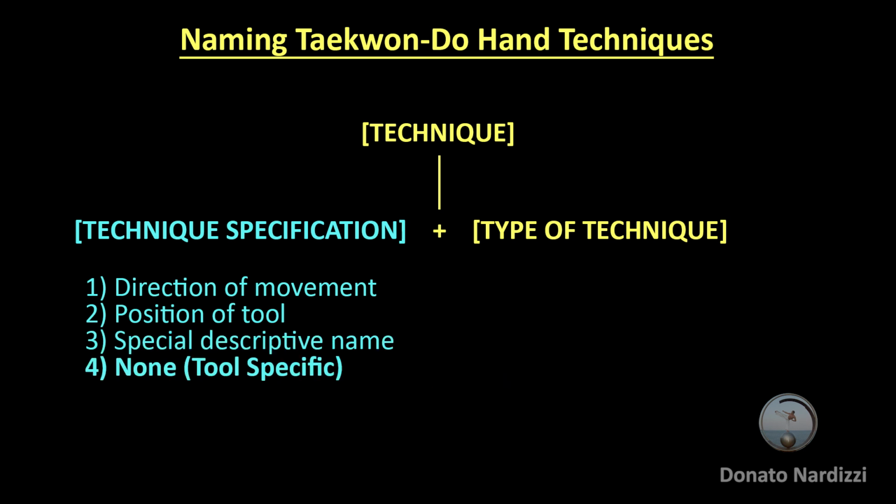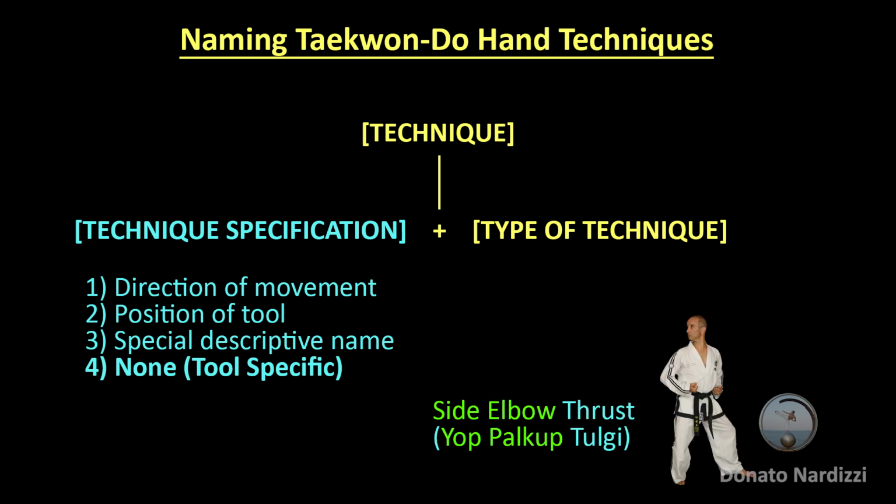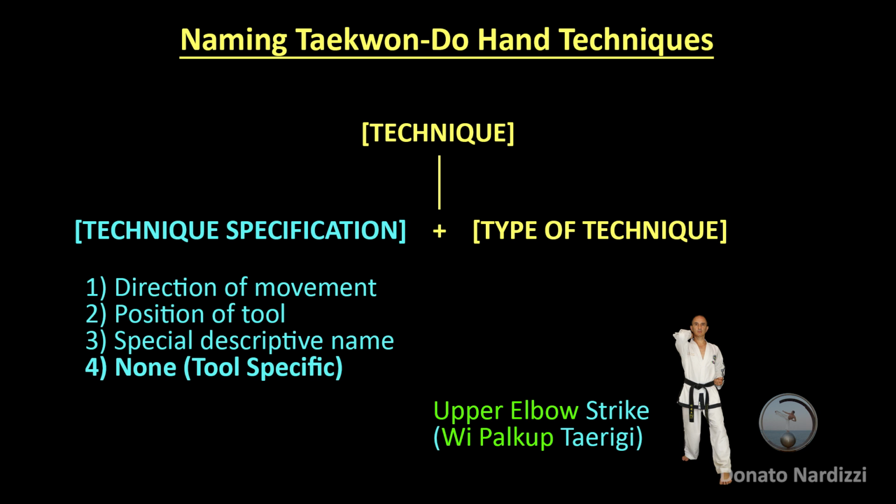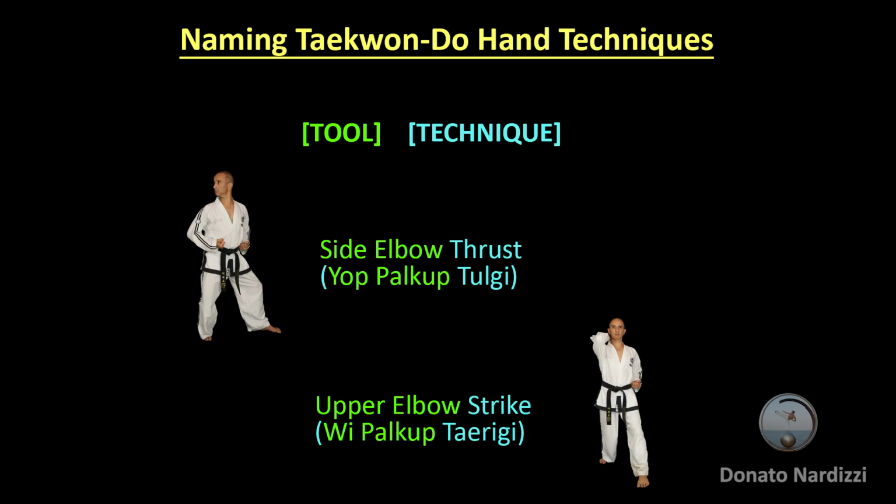There are also cases where there is no technique specification given, but specifying the tool used helps to describe how the technique should be performed. For example, for a thrust, by specifying the tool as a side elbow means that it's a side elbow thrust, yok palkup tulgi, which can only be performed in one way. Another example is for a strike. Using the upper elbow gives you an upper elbow strike, wi palkup terigi. Notice that in these cases, side elbow and upper elbow are the names of tools and not the technique specification, although it provides information just like a technique specification.